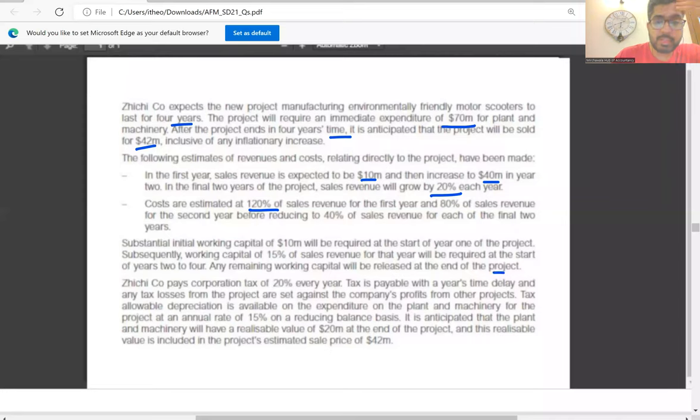ZHICHI pays tax of 20% every year. Tax is payable with a one year time delay. Any tax losses are set off against the company's profit. TAD is 15% on a reducing balance basis, and plant and machinery will have a realizable value of 20 million. The whole project will have a scrap value of 42 million, but plant and machinery would have 20 million, and this is included in the 42 million.